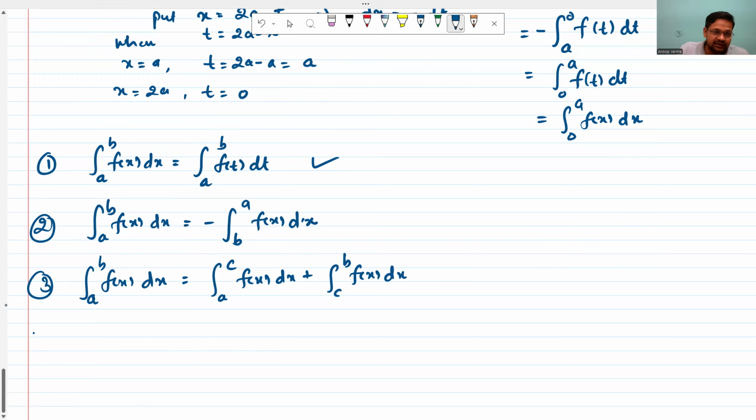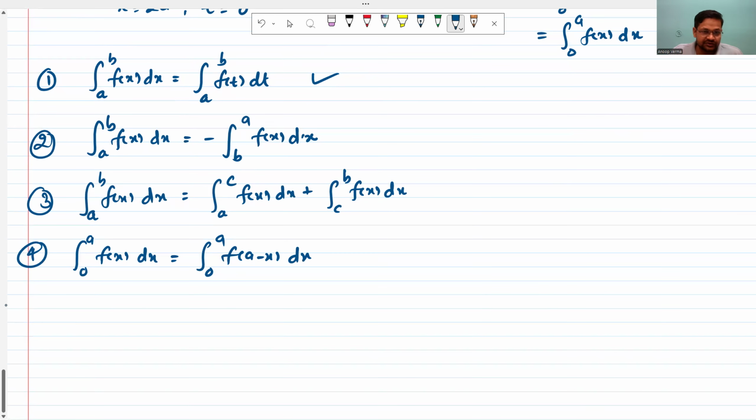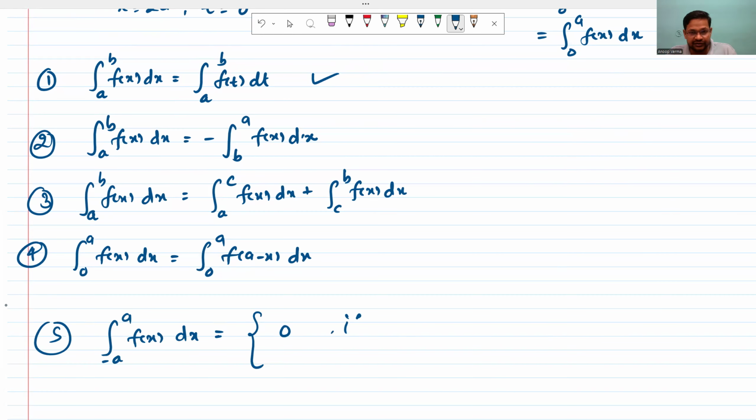Okay. And number 4, we have seen that the integral from 0 to a of f of x dx is just equal to the integral from 0 to a of f of a minus x dx. They both will be the same. What was the fifth? The integration from negative a to positive a of f of x dx is just equal to 0 if f of x is odd, and 2 times the integral from 0 to a of f of x dx if f of x is even.